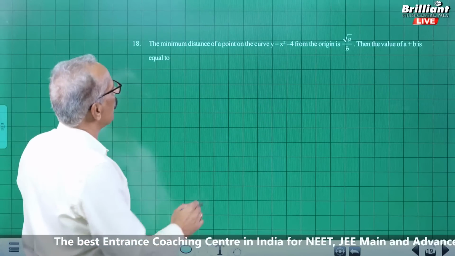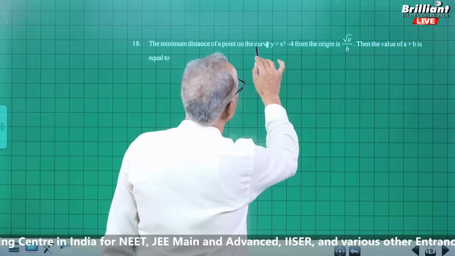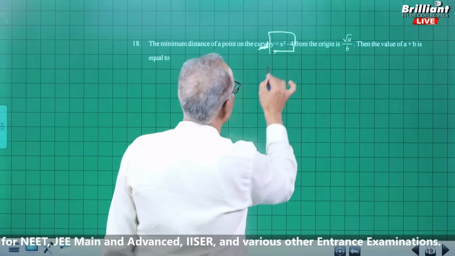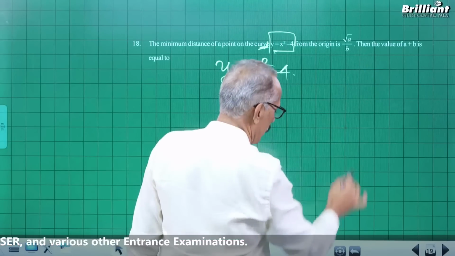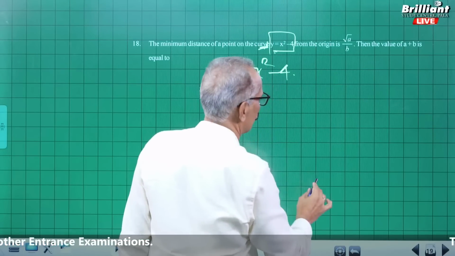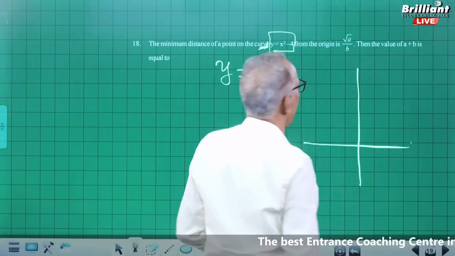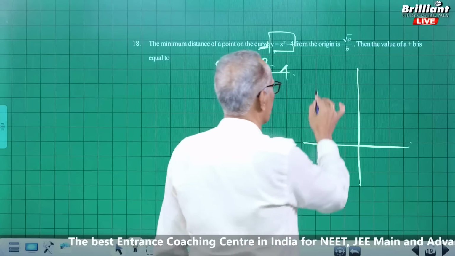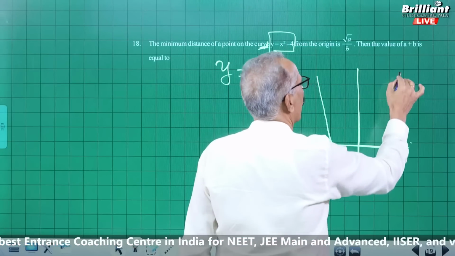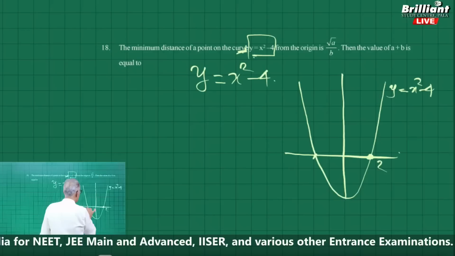The minimum distance of a point on the curve y is equal to x square minus 4 from the origin. What is y is equal to x square minus 4? That's a parabola opening up, cutting the x-axis at minus 2 and plus 2. This is the parabola y is equal to x square minus 4. This point is 2, this point is minus 2.